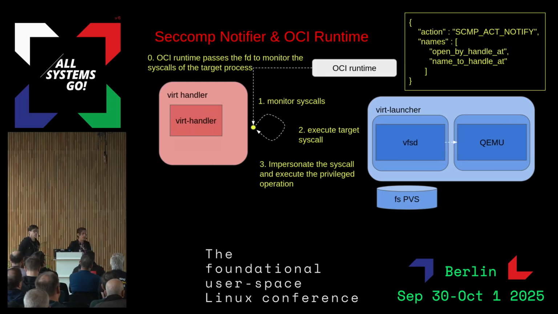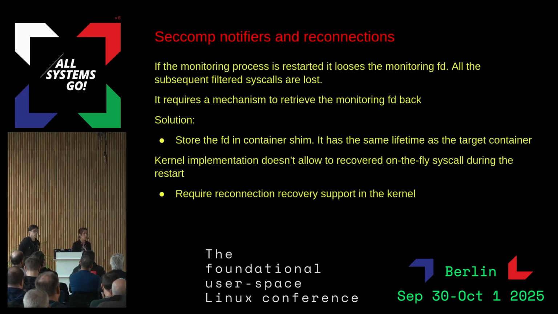So this is a very elegant solution, but we actually saw some problems while we were testing our proof of concept, and this is why we couldn't choose this option directly. First of all, there is a problem of resilience. If, for example, the monitoring process is restarted, it loses the file descriptor where it's getting the notifications. So we need a mechanism to retrieve the file descriptor back.